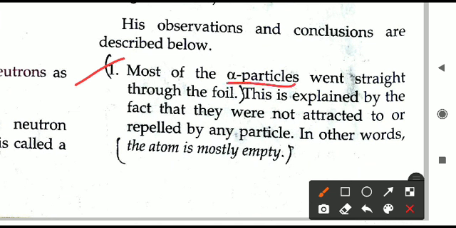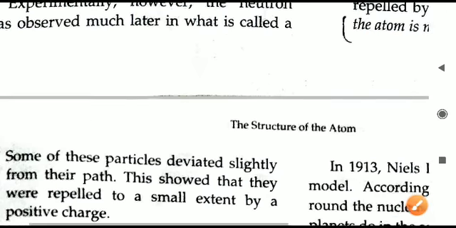Most of the alpha particles released from the radioactive substance went straight through the gold foil. Because most of them were going straight away, this means that the atom is totally empty. Most of the space inside the atom has nothing there. It is totally empty because the alpha particle is not able to strike anything. That is why it is going straight.